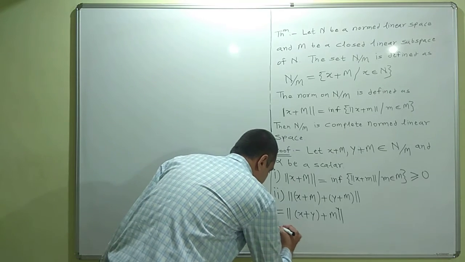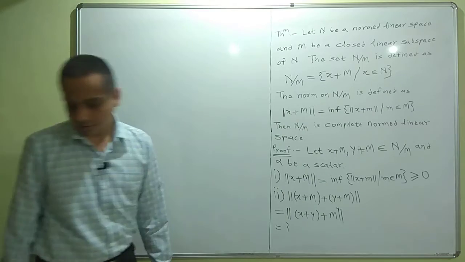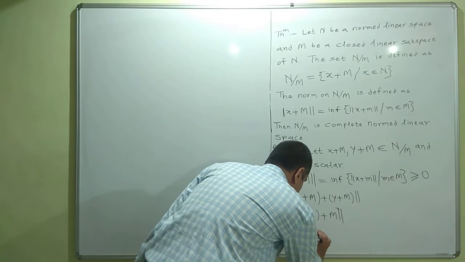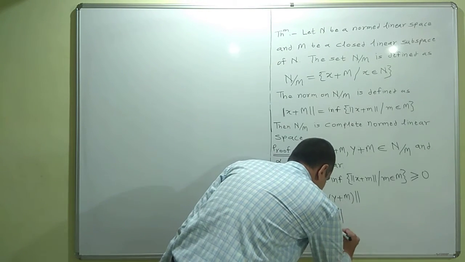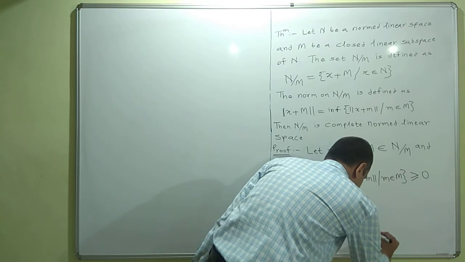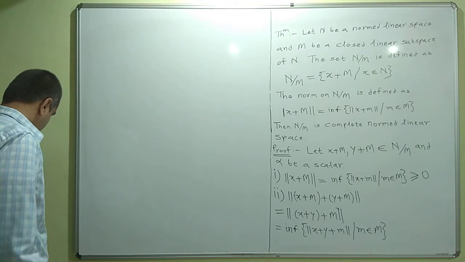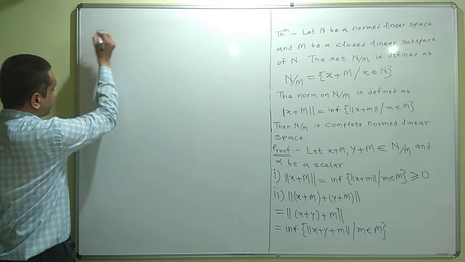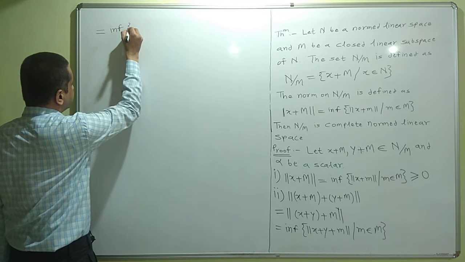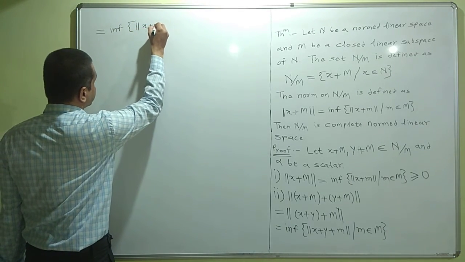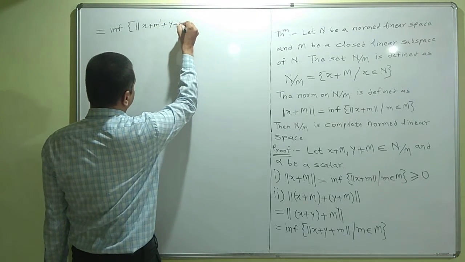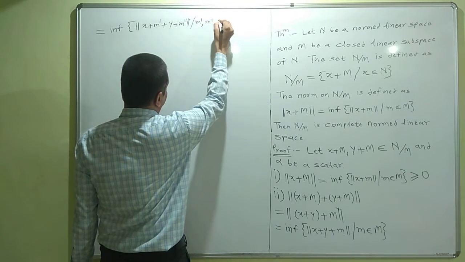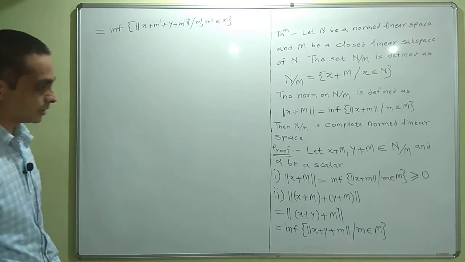Now by definition of norm, this is equal to the infimum of the set of norm of x plus y plus m, where m is a vector in M. This is less than or equal to... let me rewrite this as the infimum of norm of x plus m dash plus y plus m double dash, where m dash and m double dash belong to M. Make sure that you understand this step.